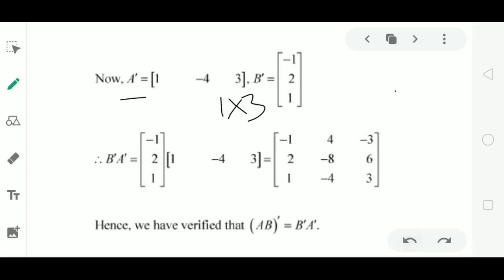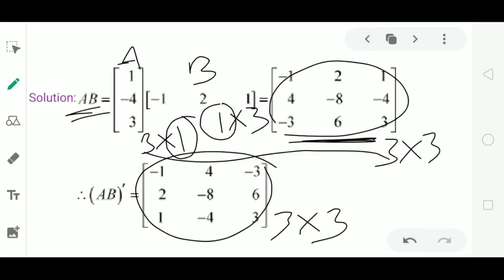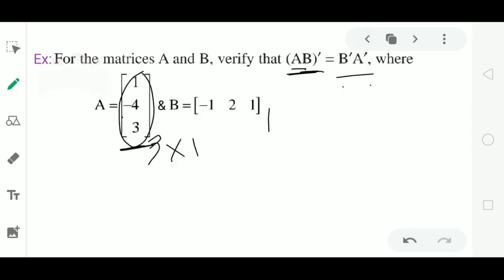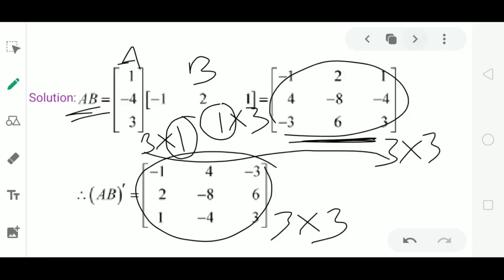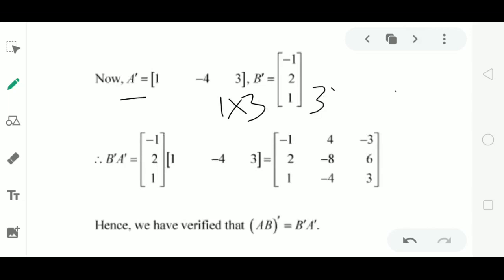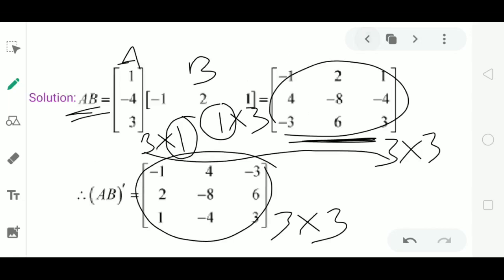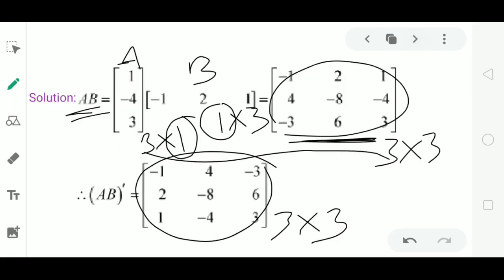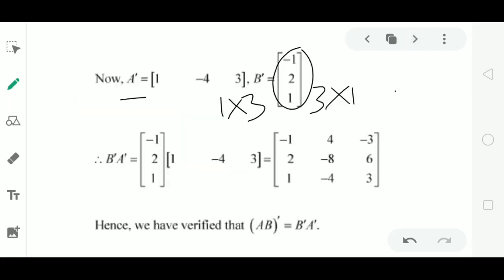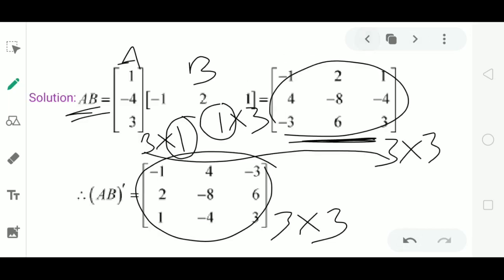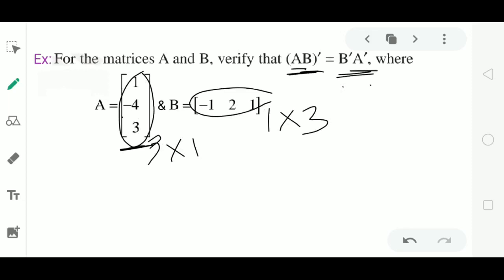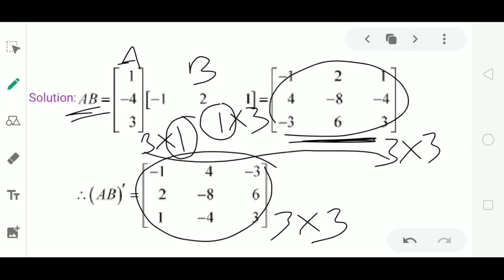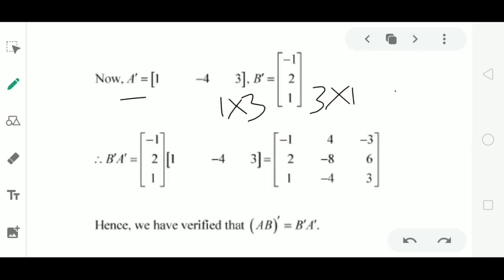For B dash, the order of the matrix B is 1 by 3, 1 row, 3 column. Then the order of its transpose will be 3 by 1. The elements of the row of B are written as the elements of the column of B dash. This is the matrix B dash. Now the RHS of the equation is B dash into A dash. So we multiply the matrices B dash and A dash.